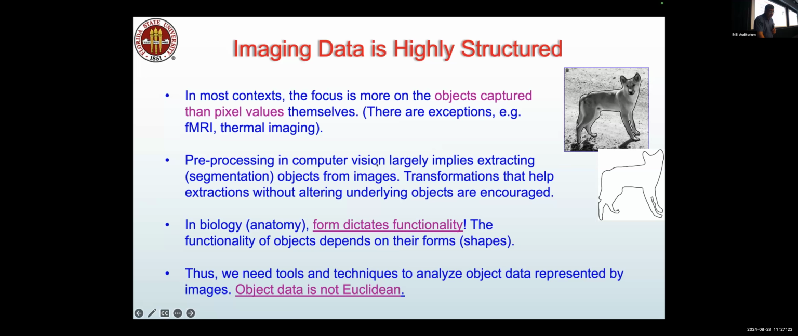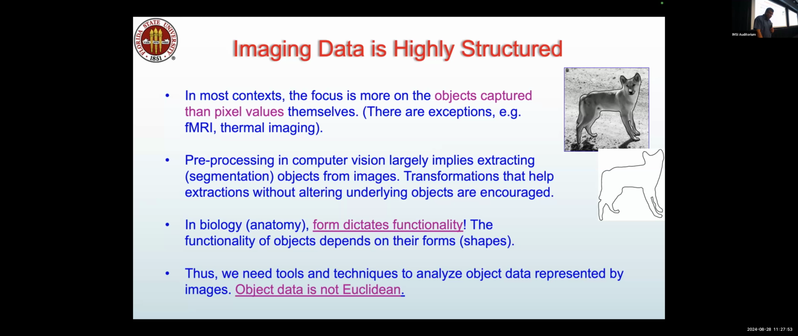In computer vision, there was some discussion about pre-processing. In that context, pre-processing implies extracting objects from images. That's the main task, segmentation, you can call it, or something else. In that context, any transformation of the image that helps us improve this extraction is a good thing as long as we don't destroy the object that is being studied. So it's the objects that become the focus of our study.